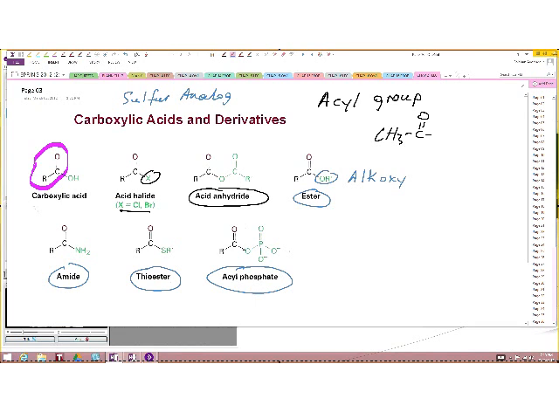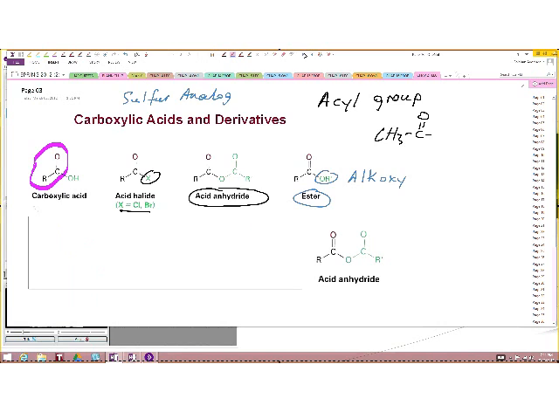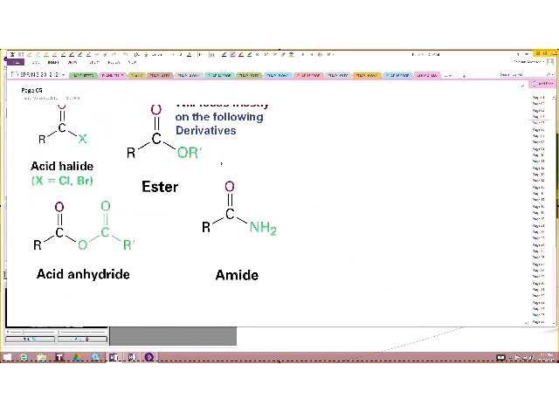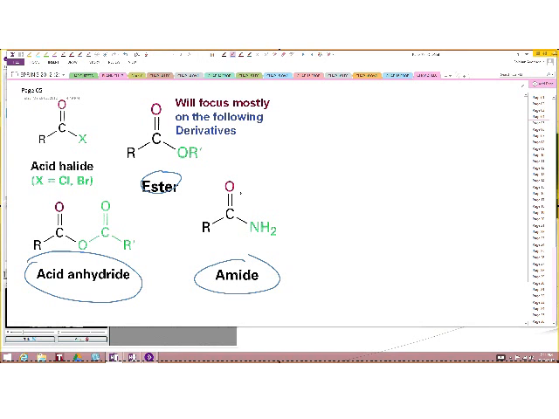Now, of all of these carboxylic acid derivatives, we are going to focus our attention on only 4 of them, as far as we are concerned in this class. Our focus will therefore be on the acid chloride, or acid halide, either acid chloride or acid bromide, ester, acid anhydride, and amide. Those are the 4 that will be of interest to us.